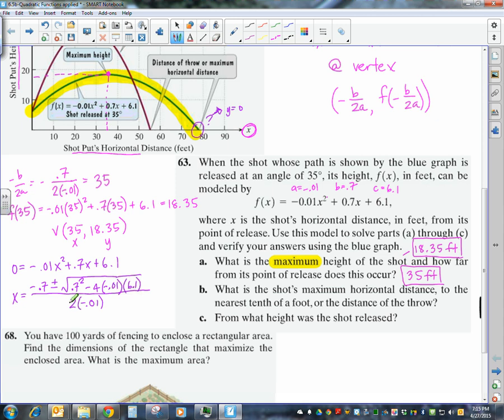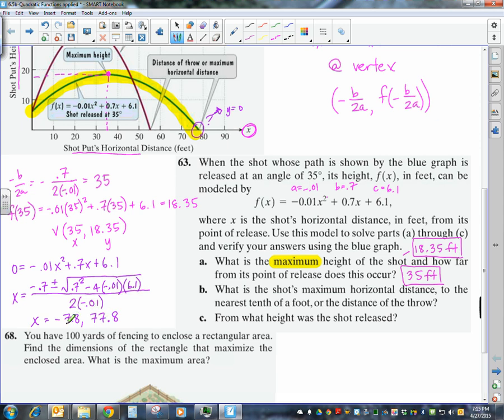All right, and when you put that into your calculator, you have to keep in mind the first time you're going to put in negative 0.7 plus all of this, and you're going to get an answer of negative 7.8. And if you put negative 7 minus all of this, you're going to end up with 77.8. Okay, so those are your two answers.